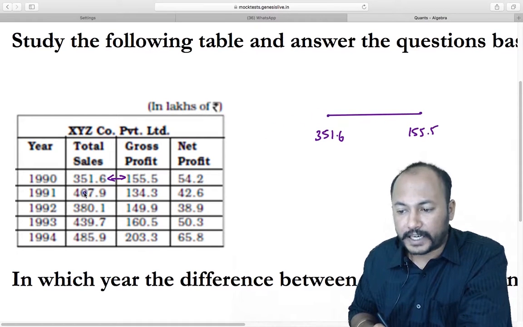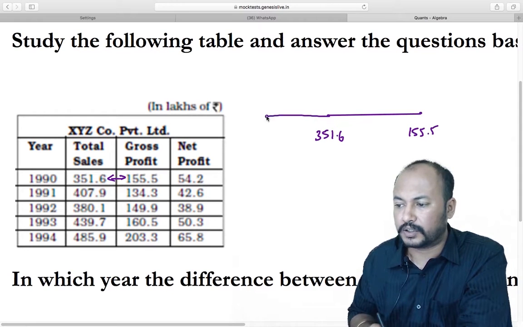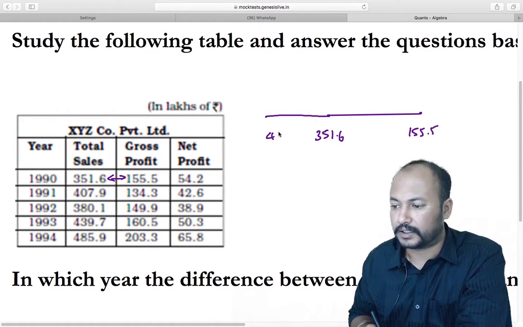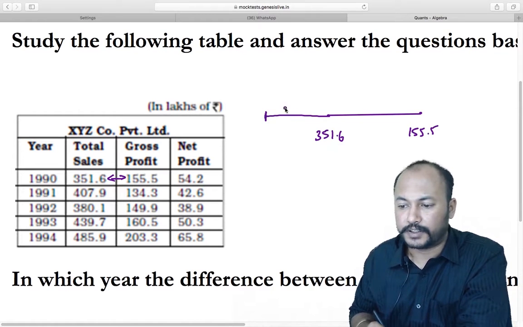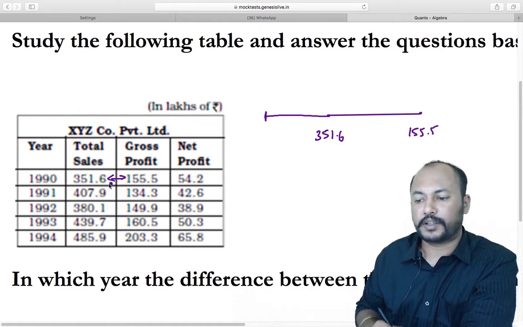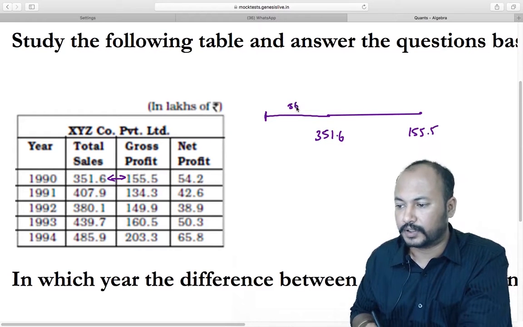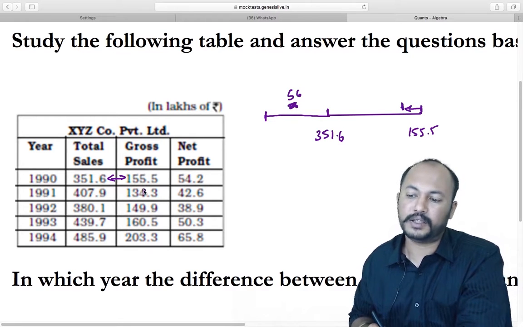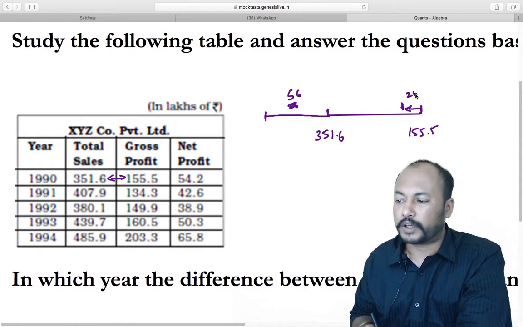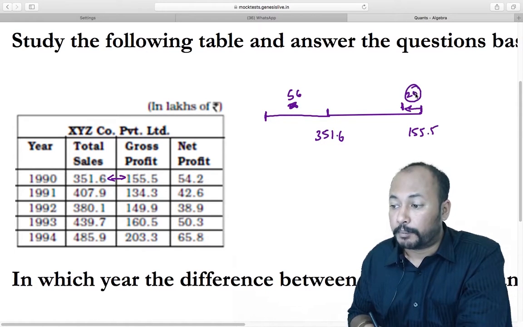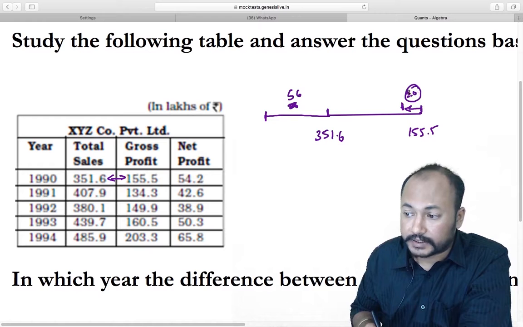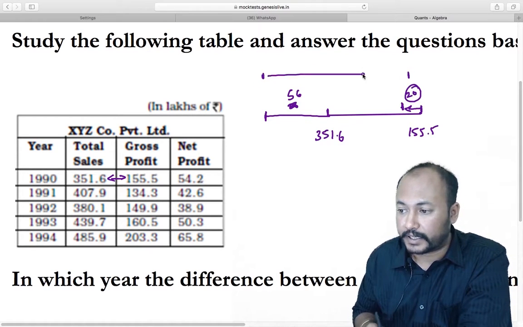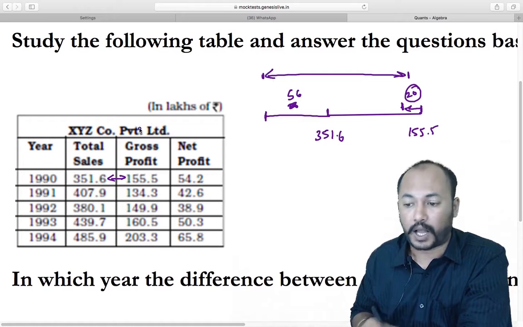So the second one is 407.9. Let's say 407 is somewhere here. I'll not write it, simply a waste of time. The difference is how much? 351 to 407, around 56. It has increased by around 56. But what about this one? This has reduced, but not by 56. It has reduced by some value, approximately around 20. I don't want an accurate value. Because it has not reduced by 56, the new gap for the second one is more than the previous one. So I will eliminate this option.